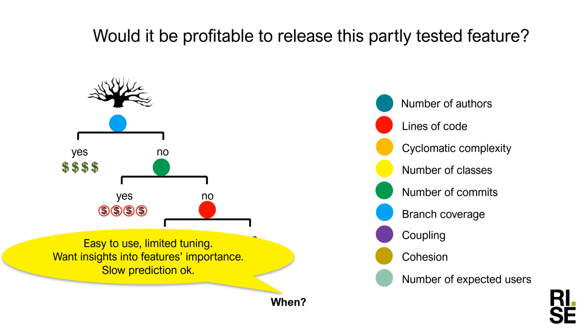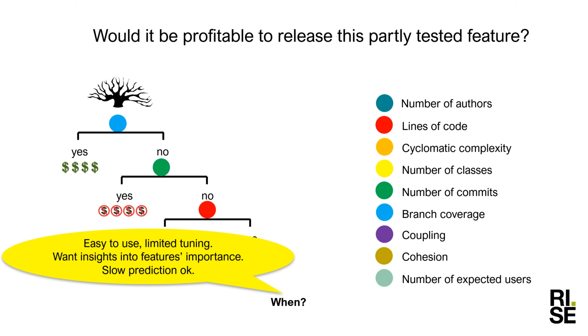So when is it more promising to use a random forest approach? Well, it's often fairly easy to use. There's limited tuning involved. Often it works fairly well just out of the box. You can try it without putting too much effort into it. It is fairly interpretable, and it gives you some insights into the feature's importance as well.